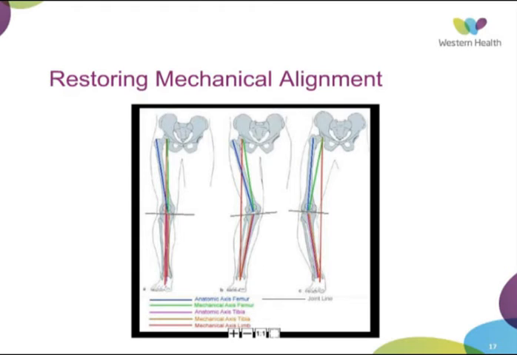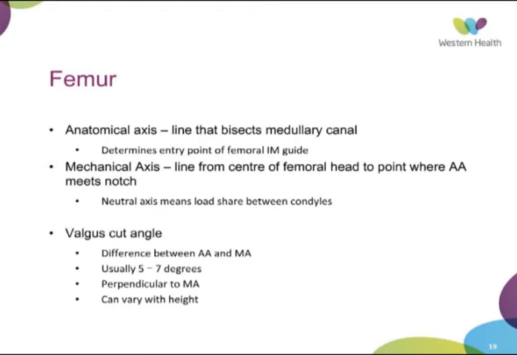So if we think about the axes of the femur, we have an anatomical axis, which is defined as a line that bisects the medullary canal. Intraoperatively, this anatomical axis is important if we're using an intramedullary guide to make our femoral cuts, as where the anatomical axis exits in the notch is basically where our intramedullary guide is going to go.